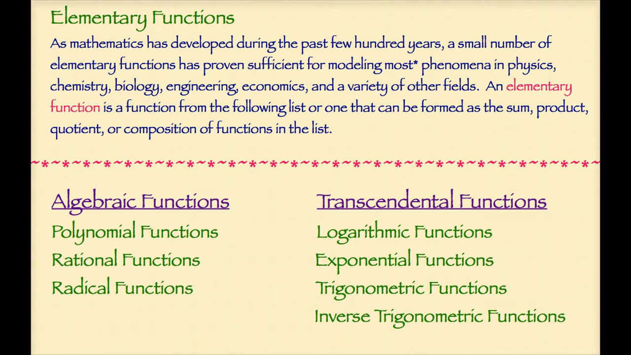Before we close out the Unit 6 lectures, let's have a brief discussion about elementary functions. As mathematics has developed during the past few hundred years, a small number of elementary functions has proven sufficient for modeling most phenomena in physics, chemistry, biology, engineering, economics, and a variety of other fields. An elementary function is a function from the following list, or one that can be formed as the sum, product, quotient, or composition of functions in the list. These elementary functions come in two categories: algebraic functions and transcendental functions. The algebraic categories that we've discussed: polynomial, rational, radical. The transcendental categories: logarithmic, exponential, trigonometric, and inverse trigonometric functions.